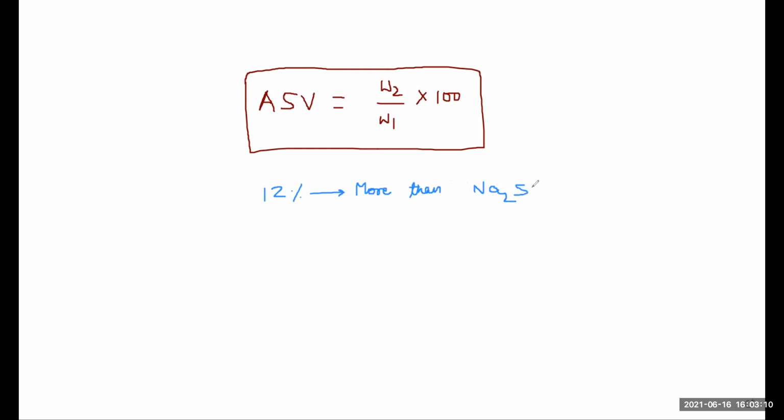Also do not use more than 18% for MgSO4. So this is our Na2SO4 limit of 12%, and 18% for MgSO4.